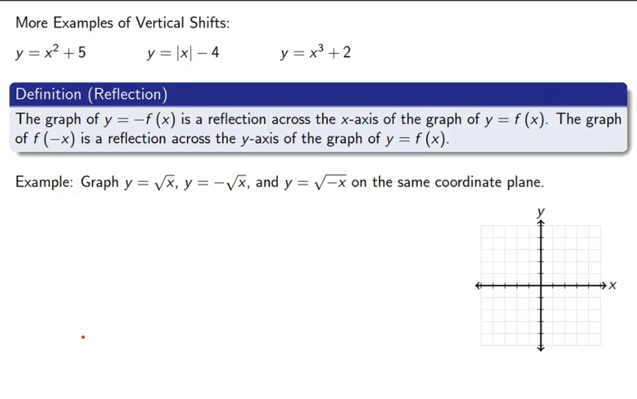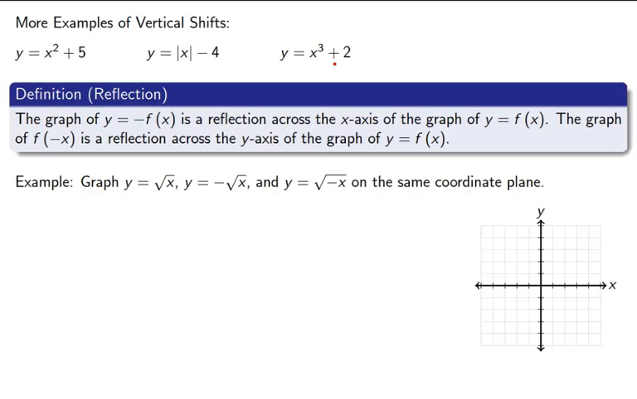Some additional examples of vertical shifts are y equals x squared plus 5. The 5 is on the outside of the x squared. Absolute value of x minus 4. The minus 4 is on the outside of the absolute value. X cubed plus 2. The plus 2 is on the outside of the x cubed. And so these are our vertical shifts.